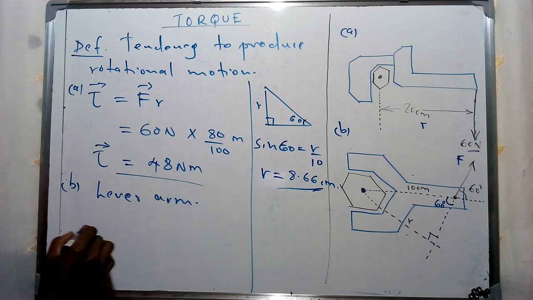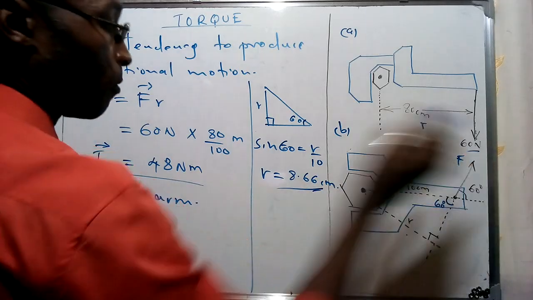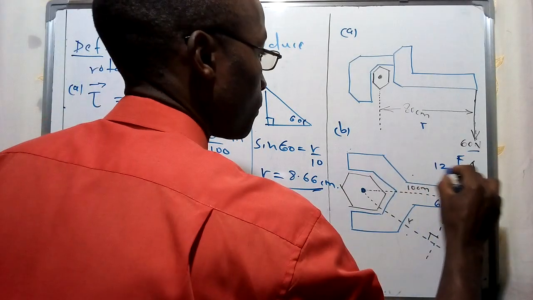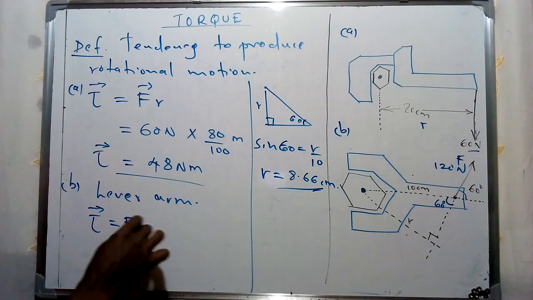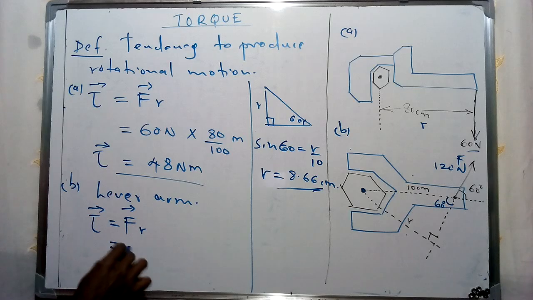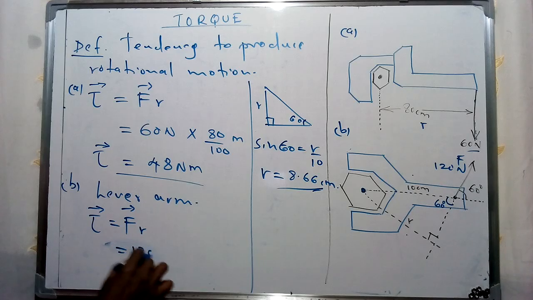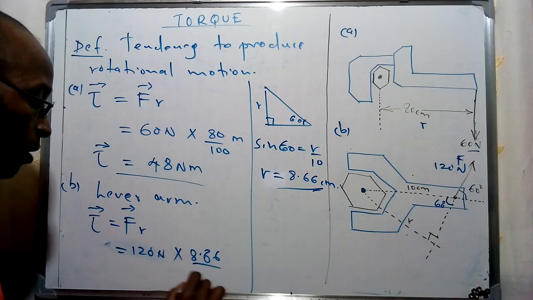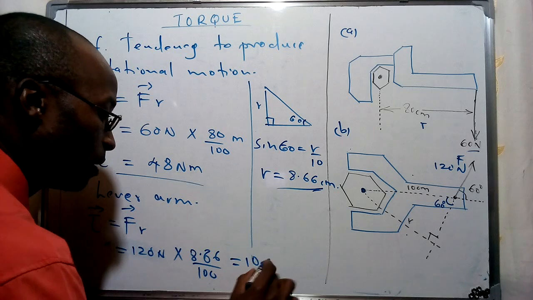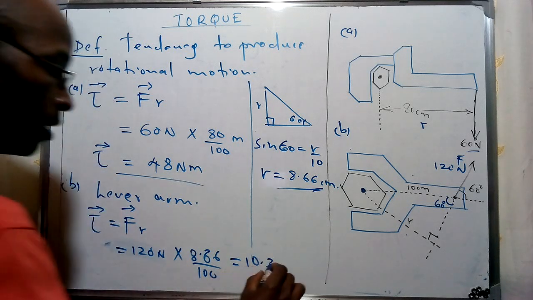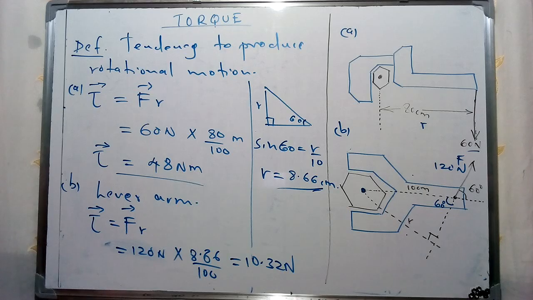So therefore, from this specific case, having found R and there's a force of 120 newtons, we can find our tau, which is equivalent to a force times the distance, which of course is equivalent to 120 newtons times the distance, which is 8.66 all over 100 to change it into meters, and this is equivalent to 10.32 newtons. Of course, this is going to be in terms of Newton meters given as such.